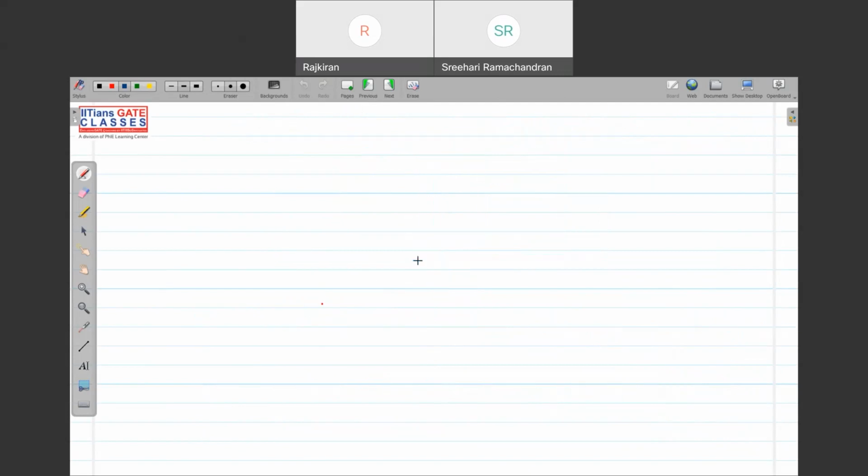For that, first we will draw the PN junction. This is a PN junction, and this is my depletion region.